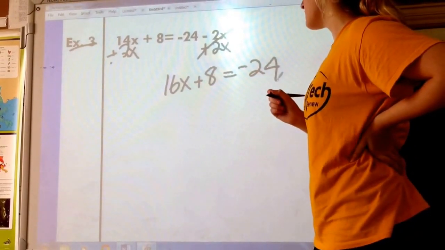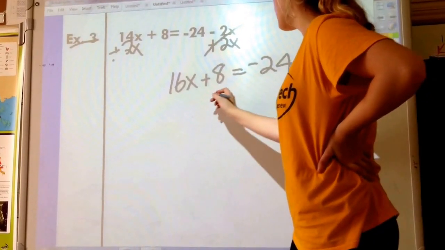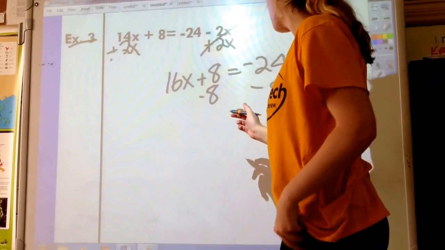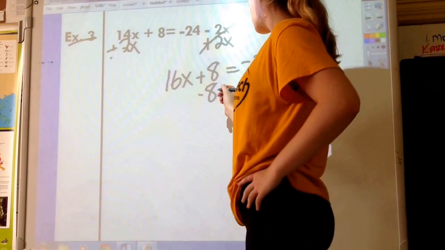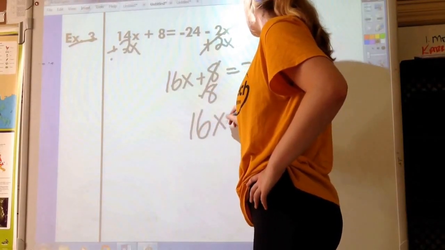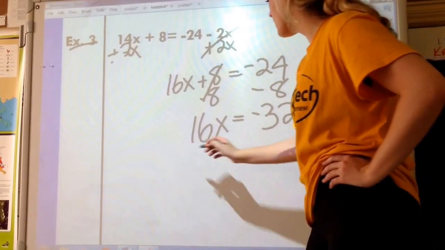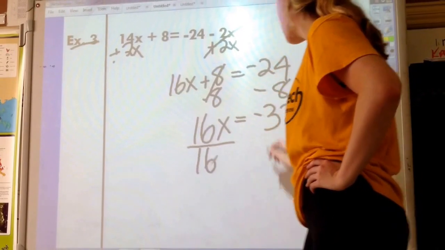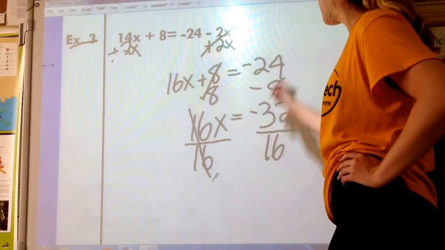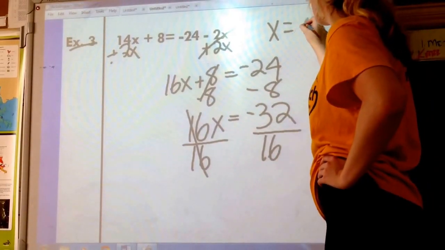I still have to isolate my variable. So I'm going to subtract 8 from the left side and on the right side. And again, my 8's will cancel out. I'm left with 16x equals negative 32. I'm going to isolate my variable by dividing both sides by 16. My 16's will cancel out. I'm left with x equals negative 32 divided by 16 is going to leave me with negative 2.